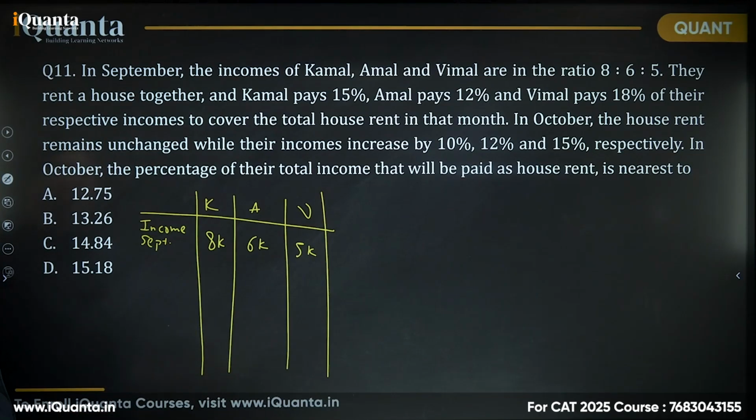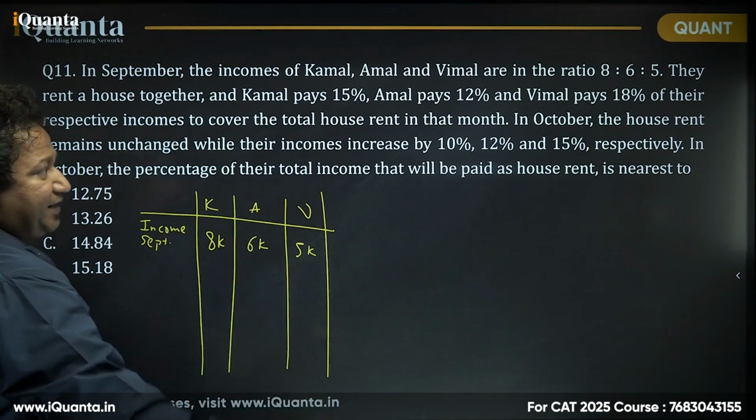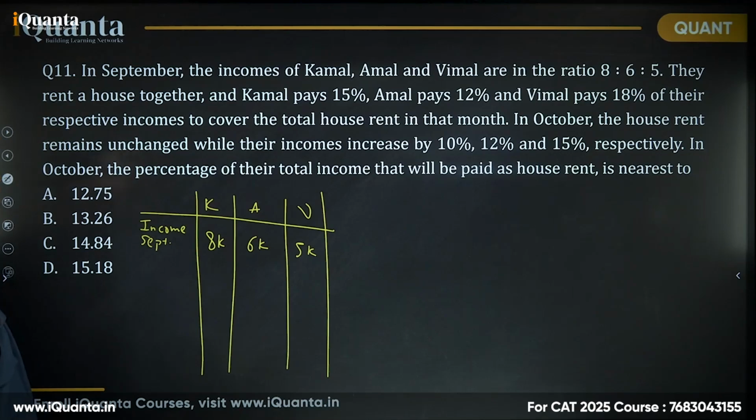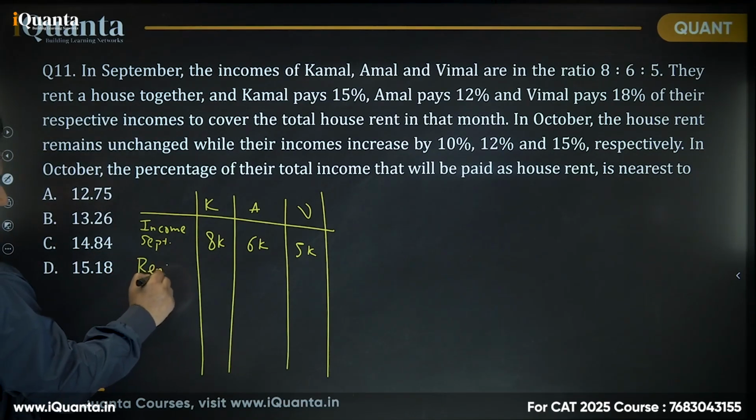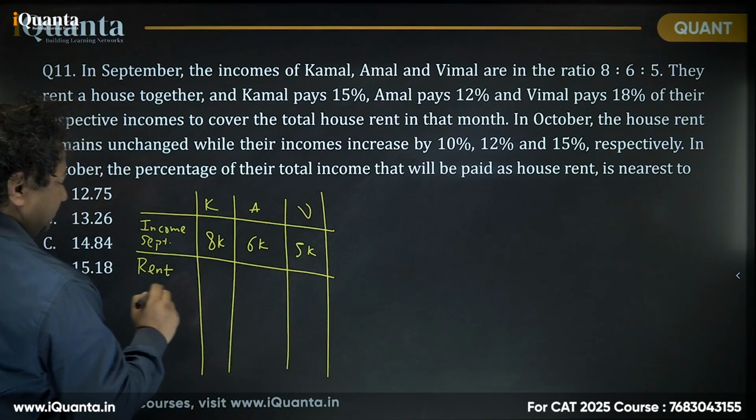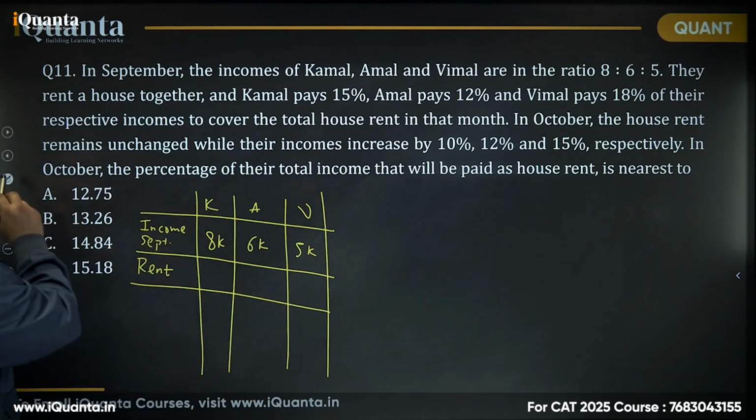Kamal, Amal, Vimal. They rent the house together. Kamal pays 15%, Amal pays 12%, while Vimal pays 18% of their respective incomes to cover the total house rent in that month. Okay. So, I'll just write rent over here. So what is exactly happening here?